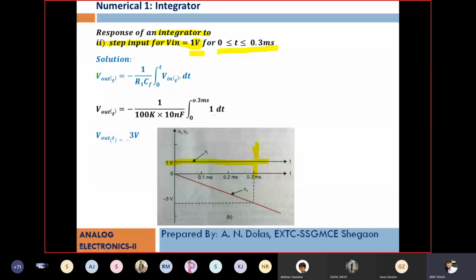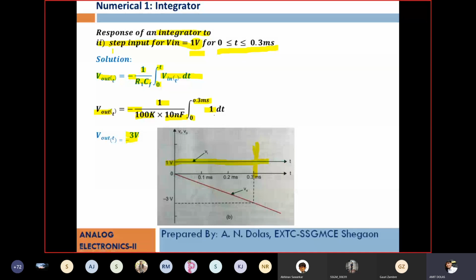Okay. Let's have the same formula. Formula will not change. V out is equal to minus of 1 upon R1 CF integral of V in dt. So here we have to do 0 to t, because it is not a repeating pattern. So again I will write V out is equal to minus of 1 upon 100k is the R1, 10 nanofarad is the CF. Time period to integrate is 0 to 0.3 millisecond only. And what is input? Input is only 1 volt, so it is 1 dt. Calculating this, you will get -3.